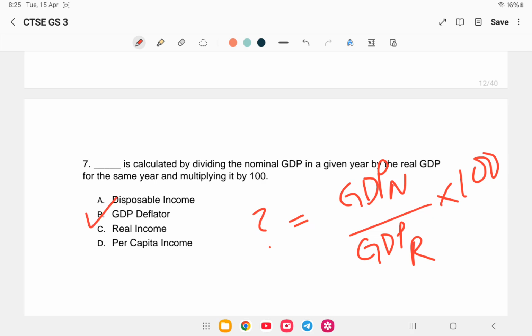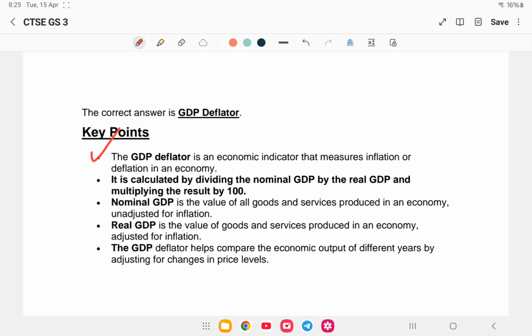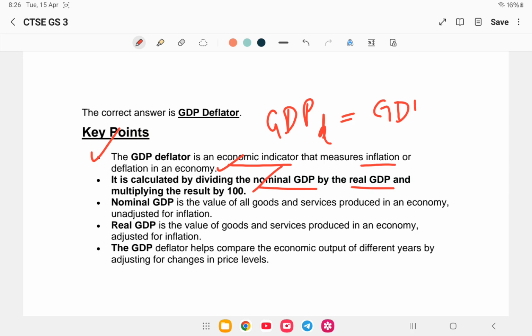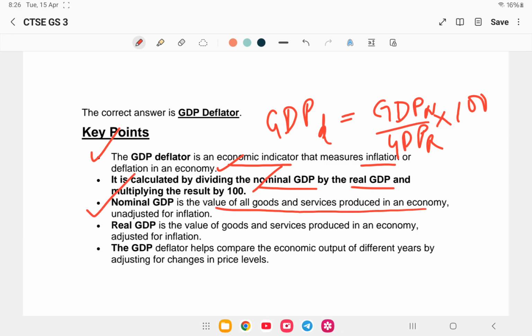So let us study in detail about this. The GDP deflator is an economic indicator that measures inflation or deflation of an economy. It is measured by dividing the nominal GDP by real GDP and multiplying by 100. That is, GDP deflator = (GDP nominal / GDP real) × 100. Nominal GDP is the value of all the goods and services produced in an economy unadjusted for inflation, while real GDP is adjusted for inflation. So this is the answer.